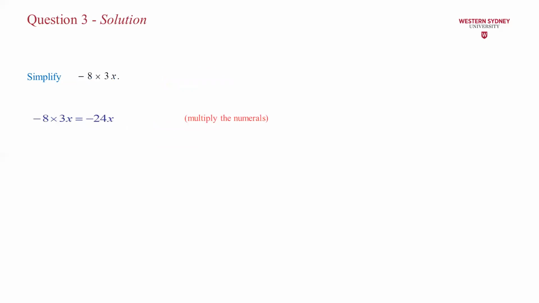Question 3 solution. Multiply the numbers and the letters. There's no letters with the 8, so we just have minus 8 times 3 is negative 24, and we just have x.